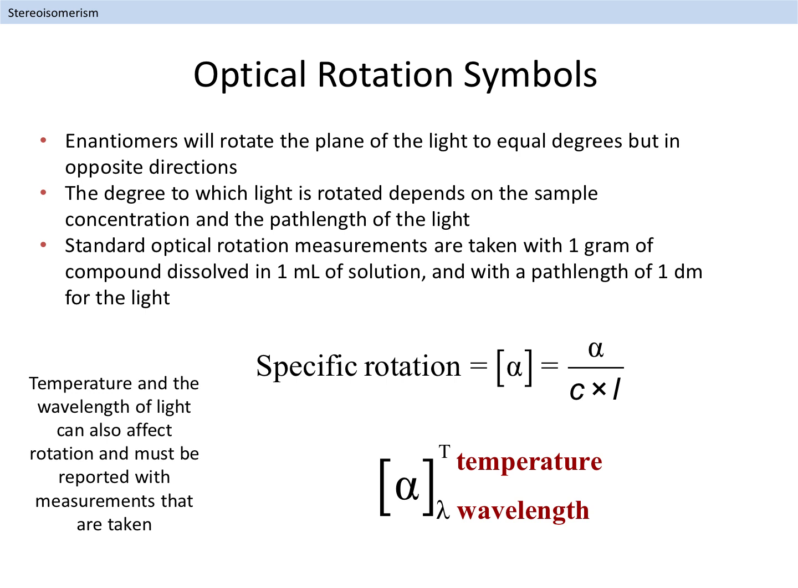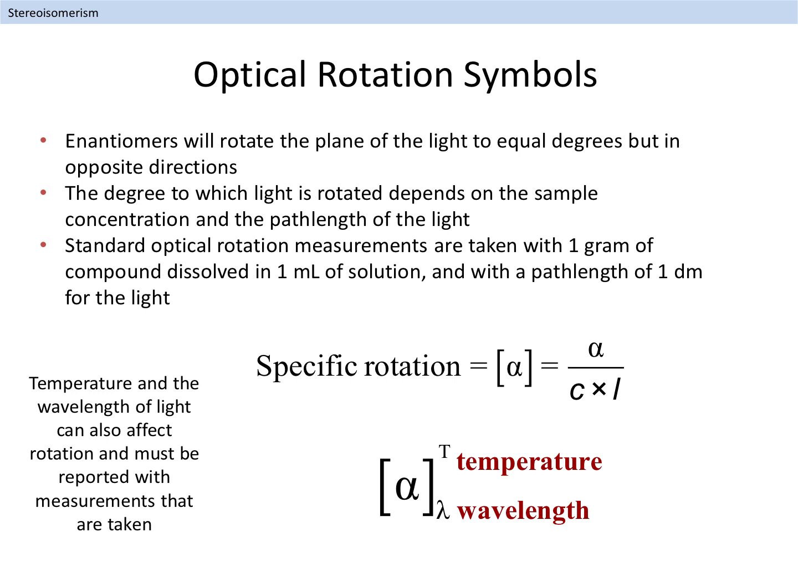When we measure the optical rotation of enantiomers, we observe that they rotate the plane of polarized light to equal degrees, but in opposite directions. The degree to which the light is rotated depends on two main factors: the concentration of the sample and the path length of the light through the solution. Standard optical rotation measurements are typically conducted with a solution containing 1 gram of the compound dissolved in 1 milliliter of solvent, and using a path length of 1 decimeter for the light. These conditions are used to ensure consistency and comparability of results across different experiments and compounds.